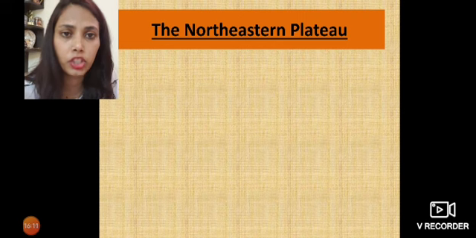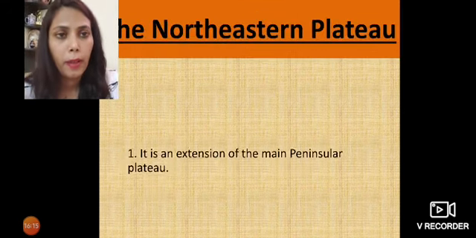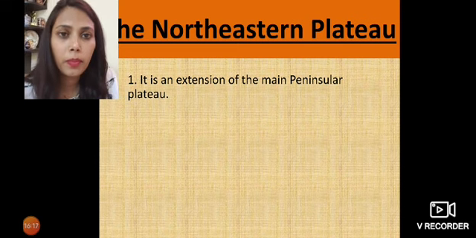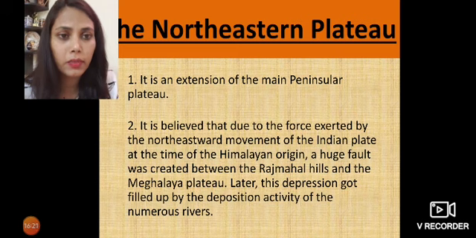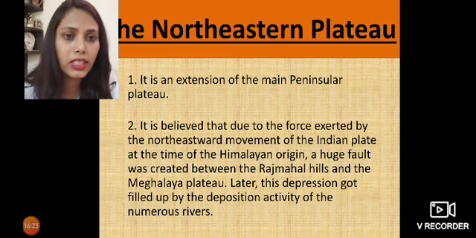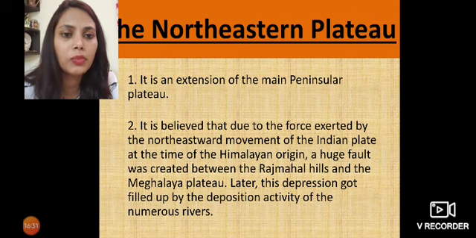The next division of Peninsula Plateau is the Northeastern Plateau. It's an extension of the main Peninsula Plateau. Extension or the division, of course, it's a part of Peninsula Plateau. It is believed that due to force exerted by the northeastward movement of the Indian plate at the time of Himalayan origin, a huge fault was created between Rajmahal Hills and the Meghalaya Plateau. This depression got filled by the deposit activity of numerous rivers.